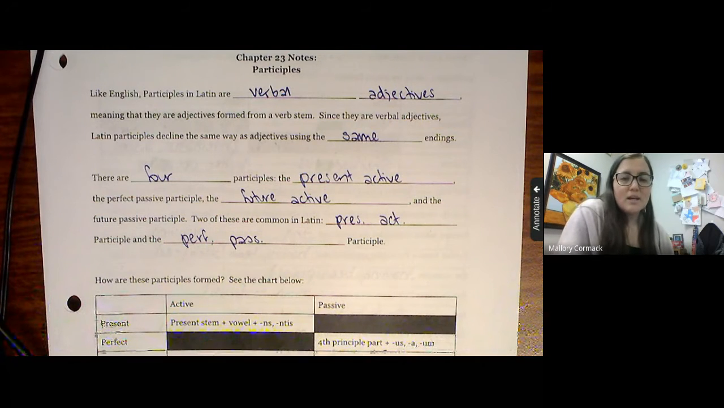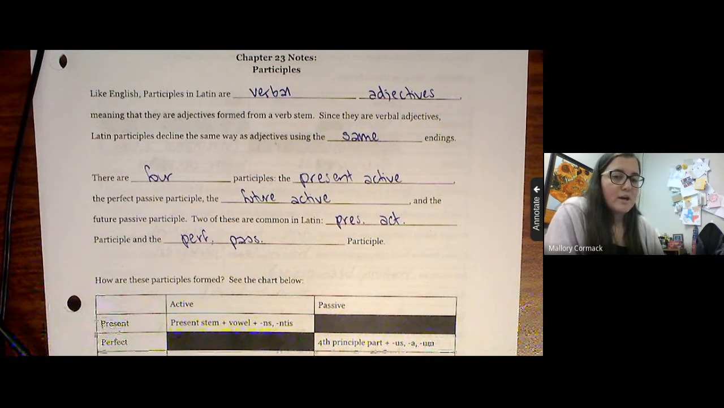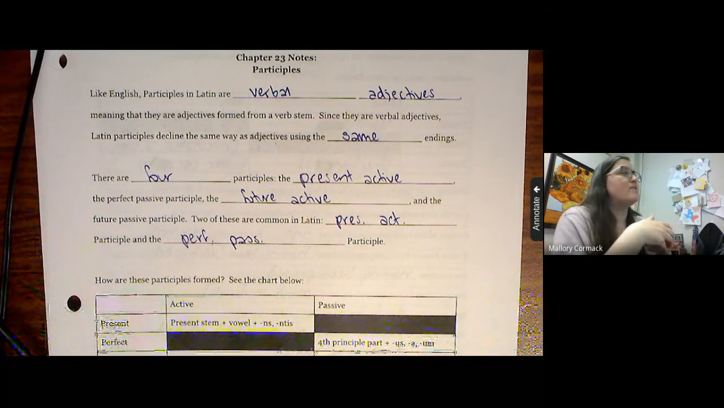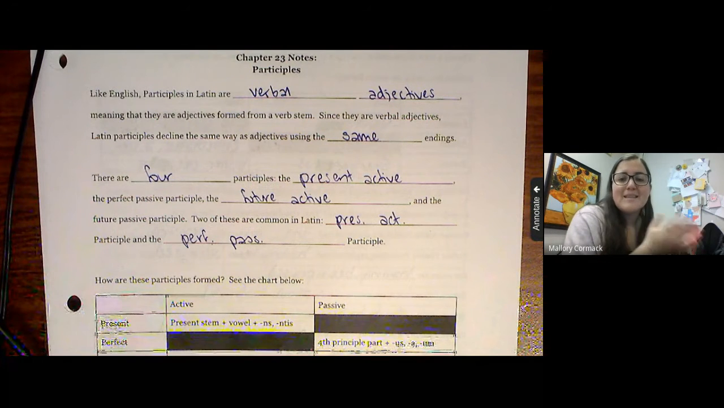Same thing if we said, the running man. Well, that's a man who's running, right? To run is an action, it's a verb. And so the running man, that's a verbal adjective. So the same thing applies here with our Latin participles. They're going to have kind of verb roots or verb stems, and then they're going to have adjective endings. And so they're going to use a lot of the same endings that our adjectives do.